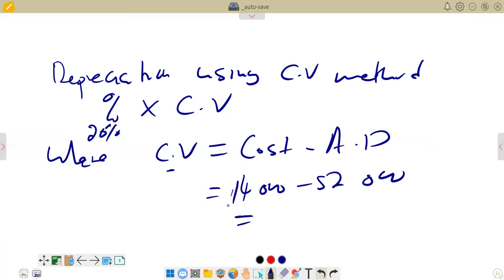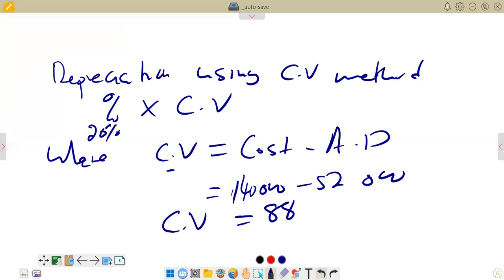We calculate that one. 140,000 minus 52,000. Remember, here it's 140,000. So 140 minus 52, then we get 88,000. So it means our carrying value is 88,000. So this is our carrying value.